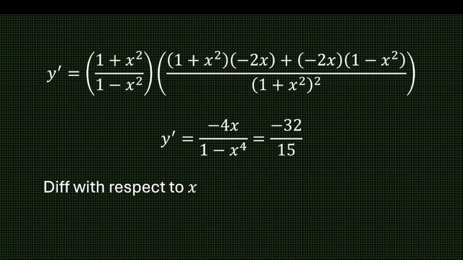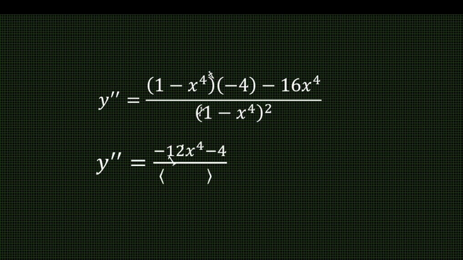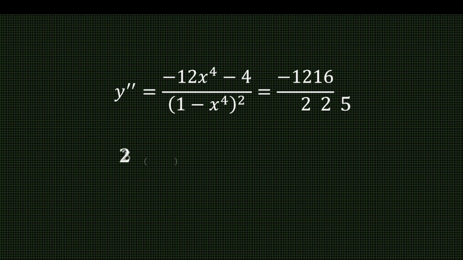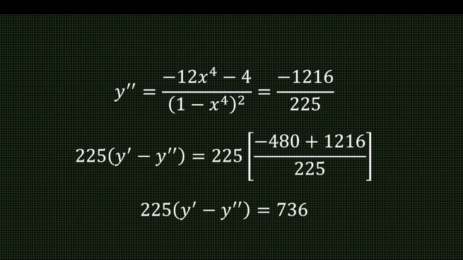Now to find y double dash, differentiate again with respect to x, we will get y double dash is equals to minus 12x to the power 4 minus 4 divided by (1 minus x to the power 4) bracket to the square. So let's find out this y double dash at x is equals to half. We will get minus 1216 divided by 225.